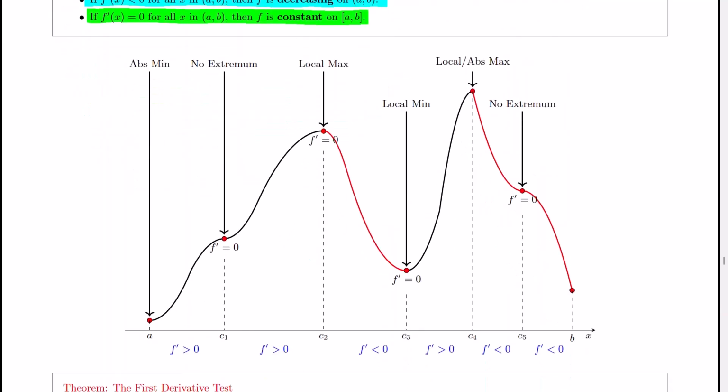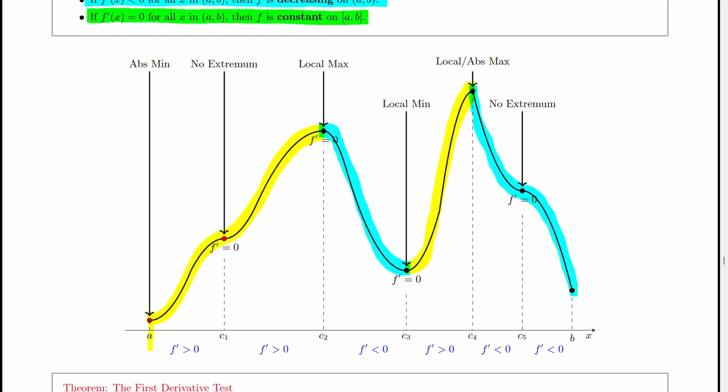So with that in mind, if we look at this graph that's provided here, we can see that the function f of x that's drawn in this picture is increasing on the interval from a to c2, because on that interval the function is going up, and it's decreasing from c2 to c3. So that's the second interval there. That's the function decreasing, and then it increases again, and finally this function decreases on the last interval.